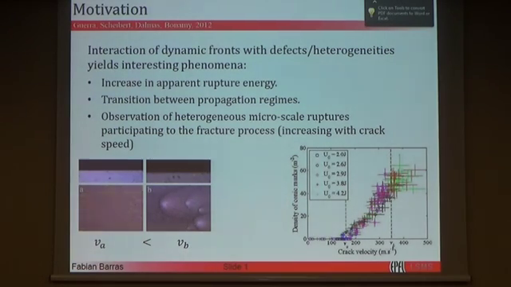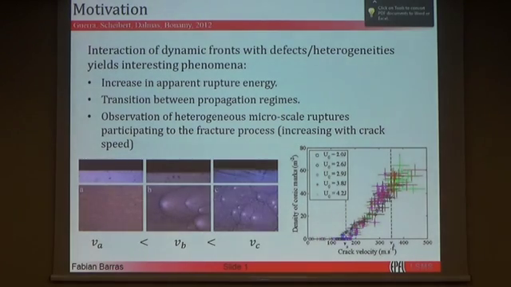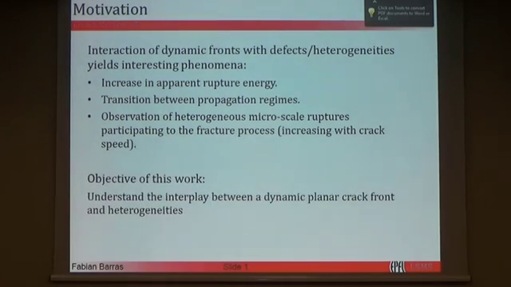As the rupture speed increases, you have more and more of these conic marks on the fracture plane. But here you have to see that the crack is still a planar propagation. And once you increase the speed again, you reach another limit where you have these well-known dynamic instabilities, and you start to develop micro-branching. So the objective of our work is to understand a bit more the interplay between a dynamic, planar crack front and heterogeneities.